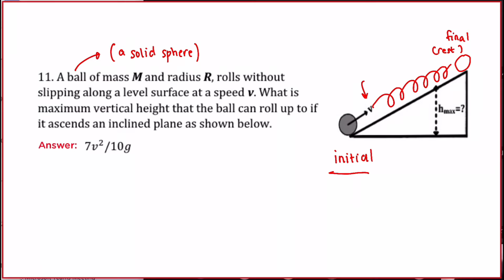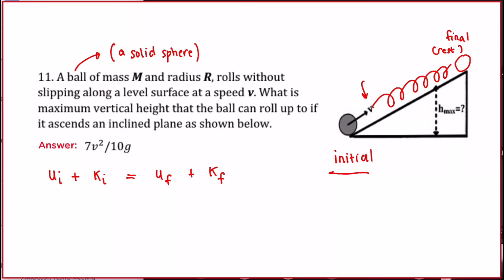In solving problems like this, we have to remember the law of conservation of mechanical energy. According to the law of conservation of mechanical energy, U initial, or potential energy initial, plus kinetic energy initial should be equal to potential energy final plus kinetic energy final.